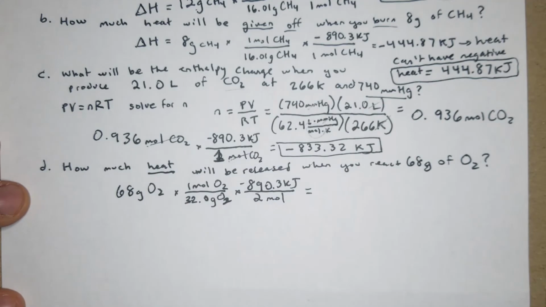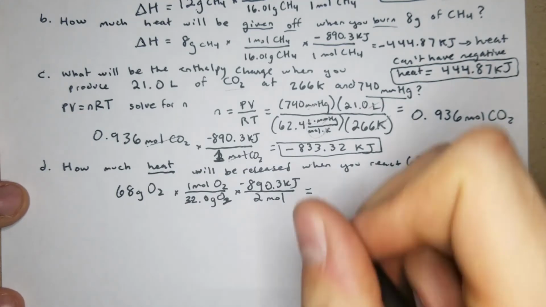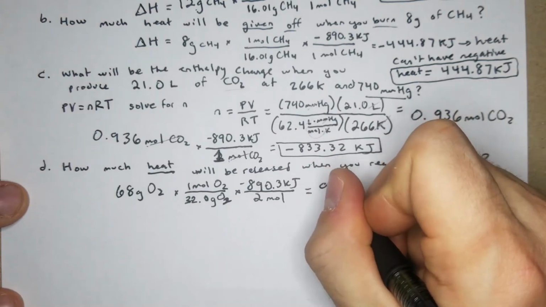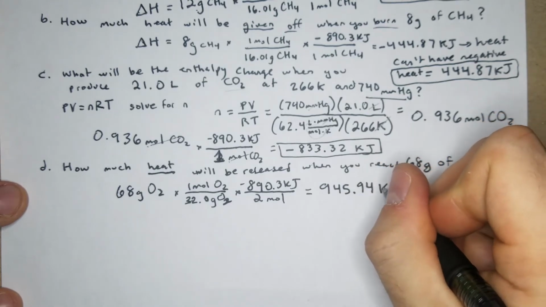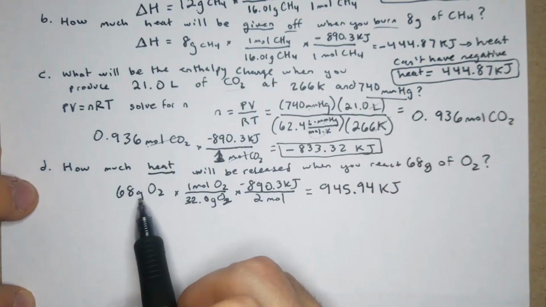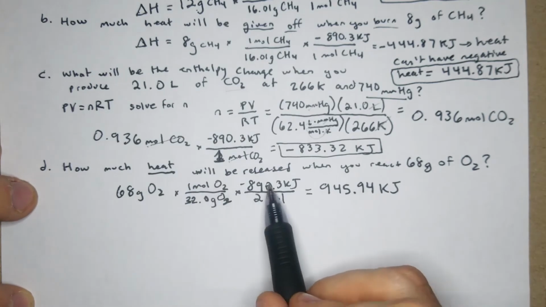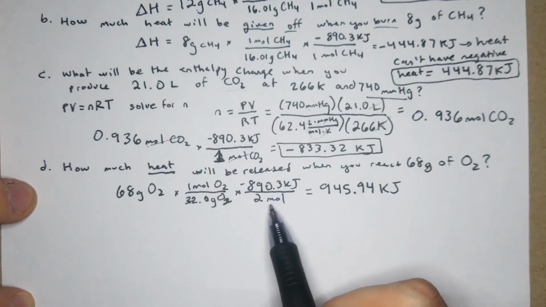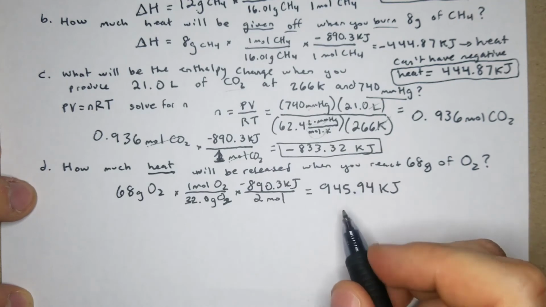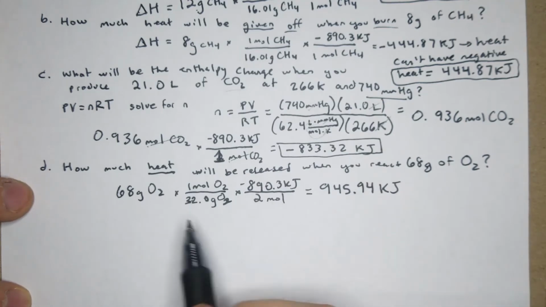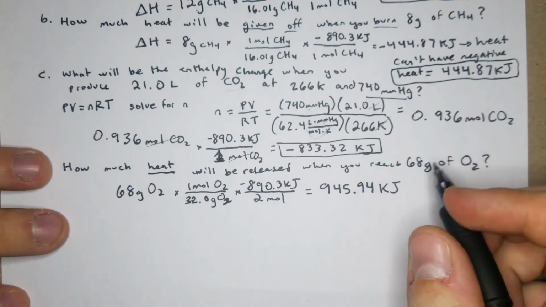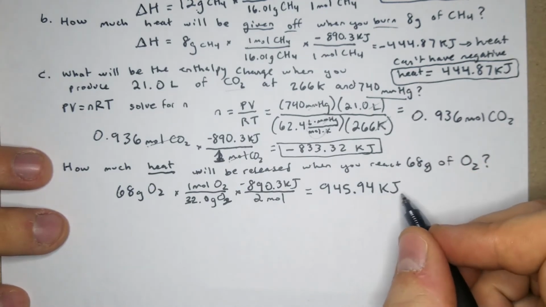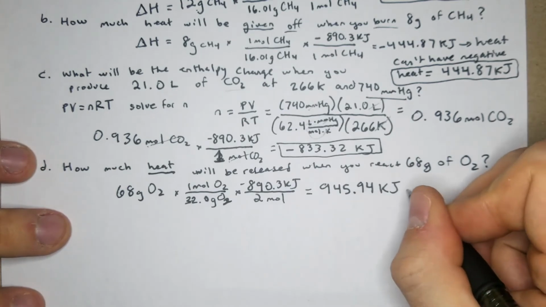68 times 890 divided by, okay, so we're going to have 945.94 kilojoules. So theoretically we'd have a positive times a negative divided by a smaller positive. We're going to end up with a negative number here. However, again, we're talking about heat, and like we set up here, heat can't be negative. So we're going to have technically 945.94 kilojoules positive is released.